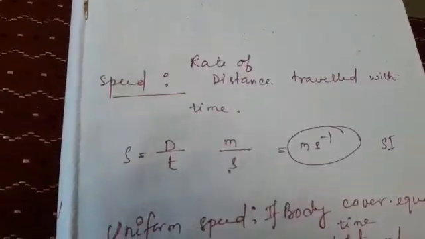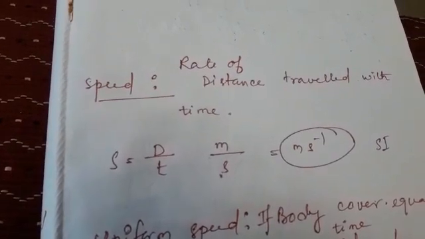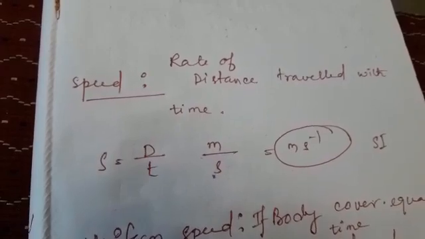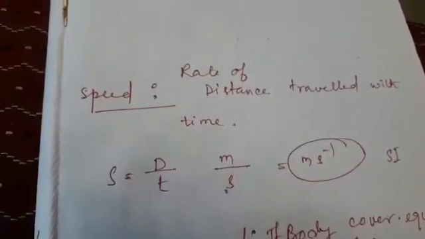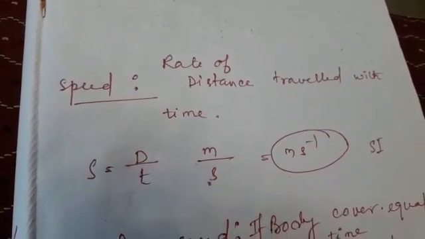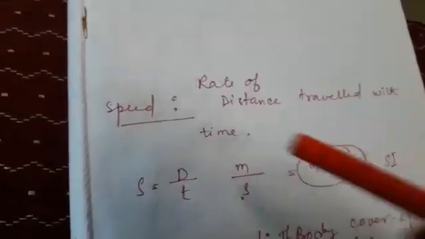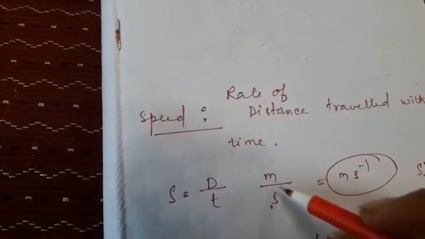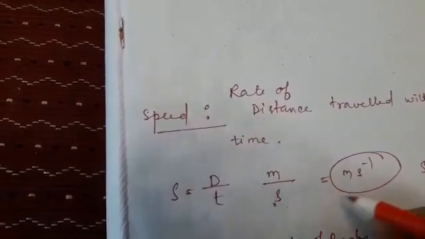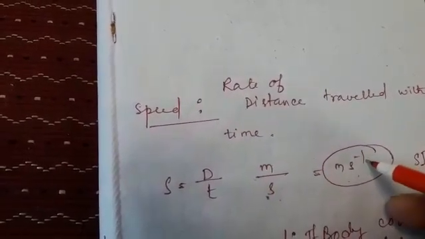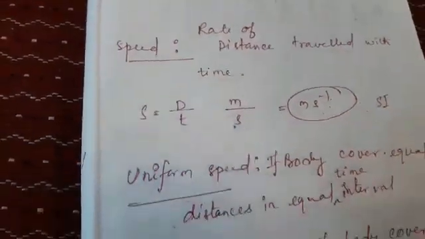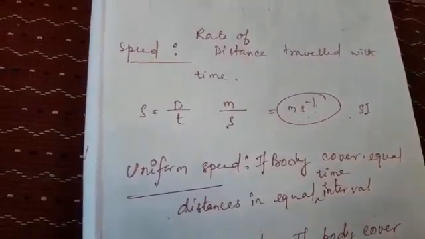Now next topic is speed. Now what is speed? The rate of distance traveled with time. So speed is nothing but distance traveled with respect to time. That is speed equal to distance by time. So what is the unit of distance? Distance is meter. What is the unit of time? It is second. So meter per second, or you can write meter second inverse, which is the SI unit of speed.